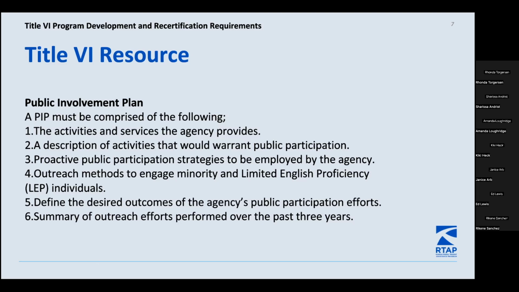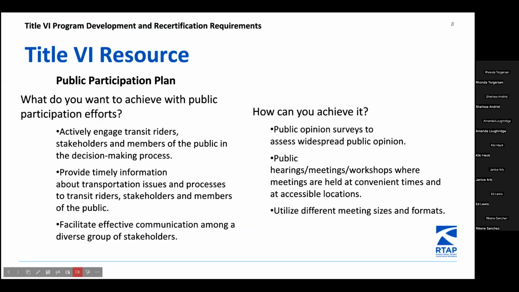But overall, the goal of a PIP is to just establish these 2 things on the slide. So what do you want to achieve with public participation efforts, and how can it be achieved while engaging limited English proficiency and other disadvantaged communities? So here on the screen, I have some examples of how an agency could do that and how they would talk about that within their plan.